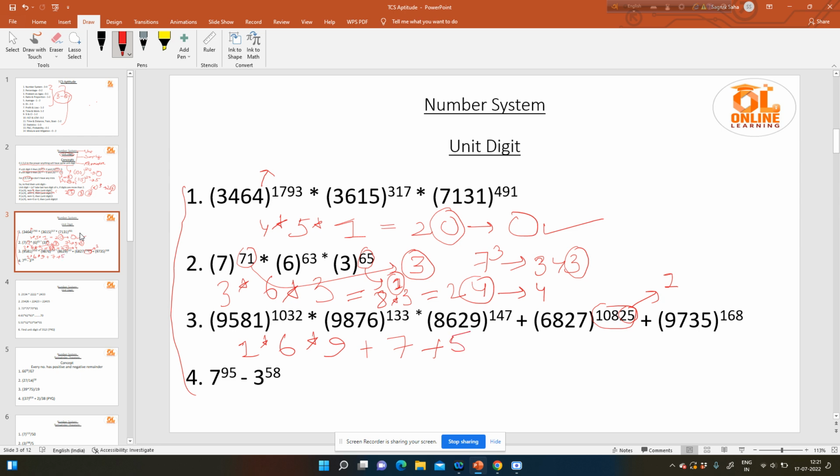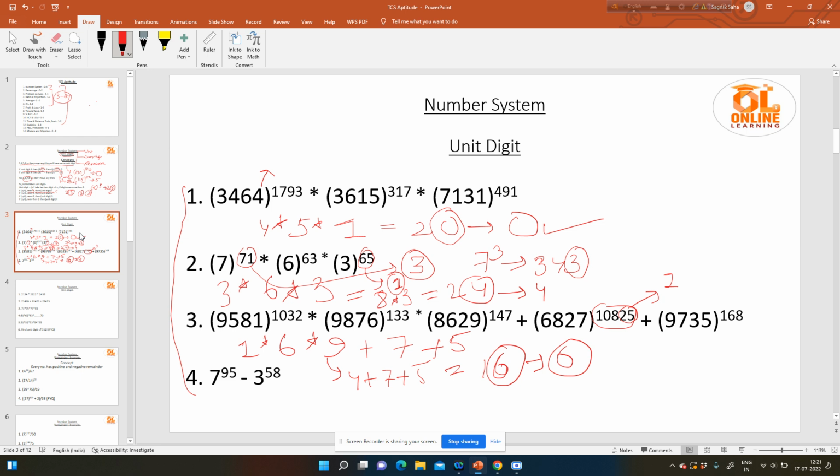So let us solve it. 1 into 6, 6. 6 into 9 is 54. So we will only take 4. Okay. Plus 7 plus 5. So 7 plus 4, 11. 11 plus 5, 16. So what will be our answer? 6. Hope you have understood, right?